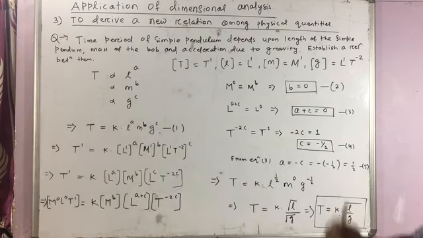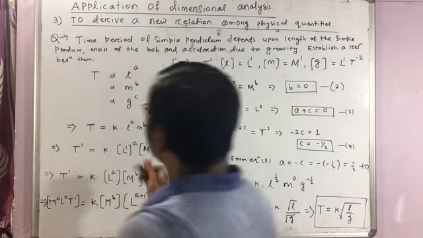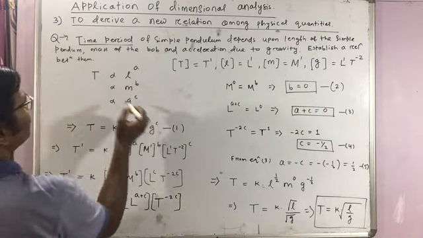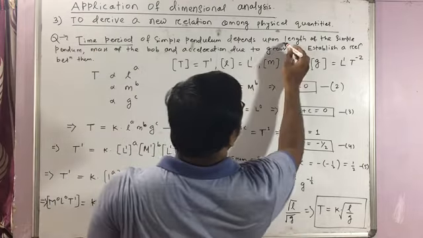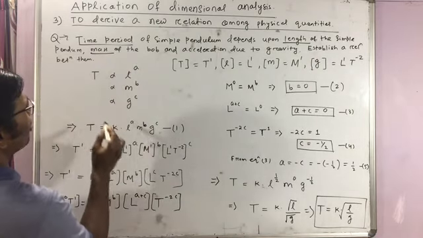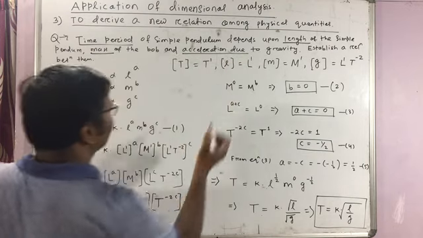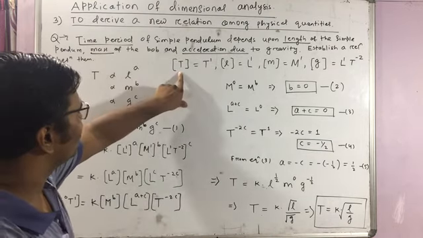So your job is to identify the quantities involved here. The quantities here, it is time period means time, length of the simple pendulum, here it is length. Also mass of this bob means mass and is one other quantity, and acceleration due to gravity means acceleration. That's why I took the quantities here.